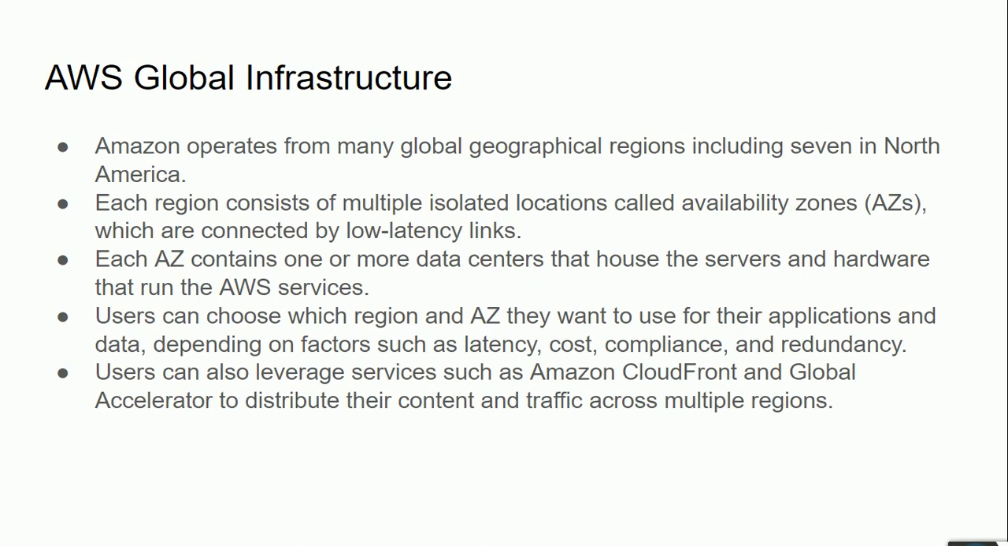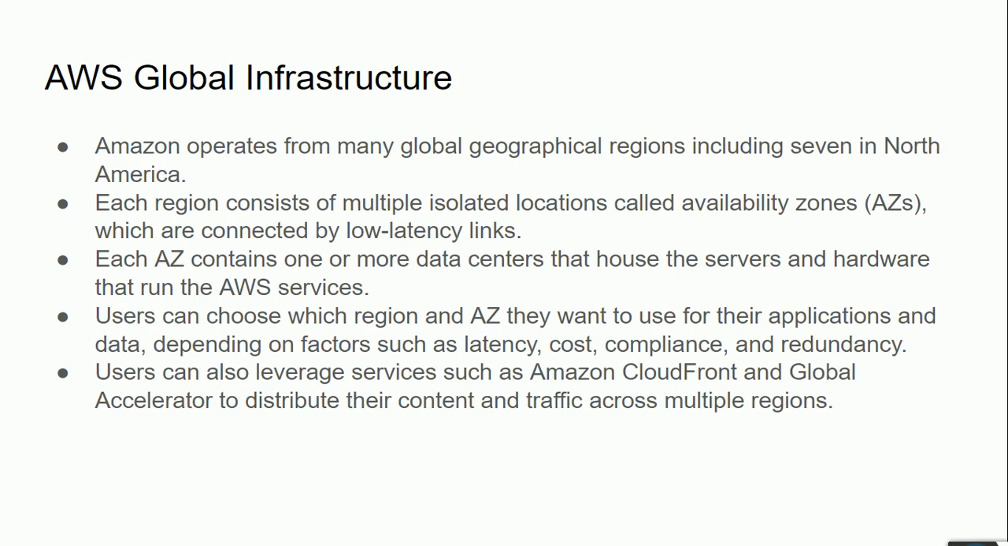We can consider one location as one region, and one region contains more than one availability zone. One availability zone is equal to one or more data centers, and those are totally isolated locations. The distance between two availability zones is around 200 to 300 kilometers. Each AZ contains one, two or more data centers that house servers and hardware and run the AWS services.